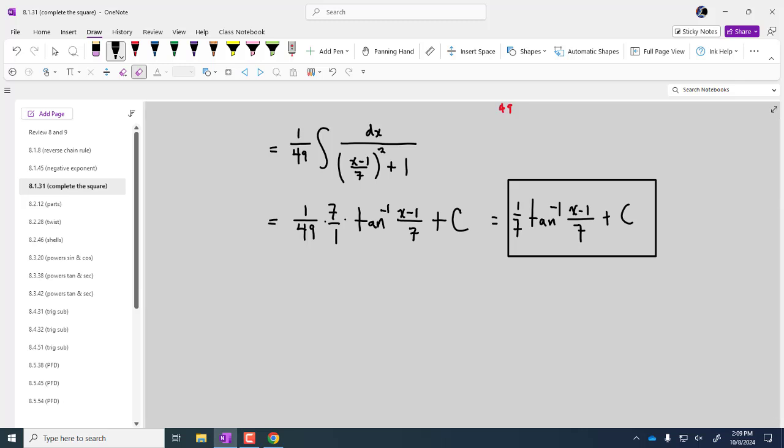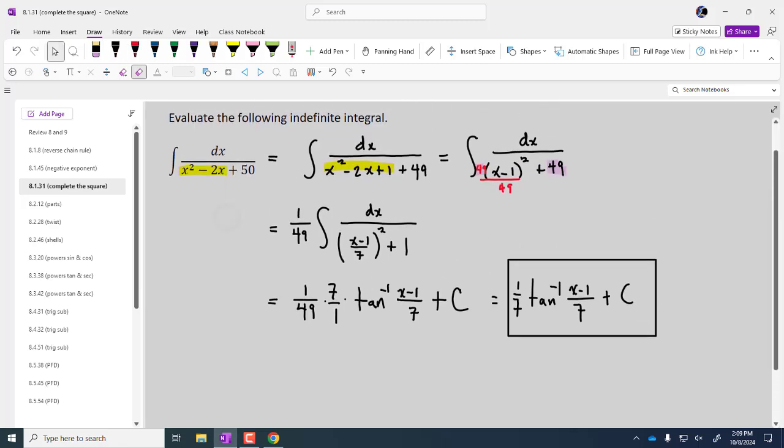Can you also get that from the a squared plus x squared form? You can absolutely, yeah. If you want to memorize the other form, you can. Definitely. Yep.